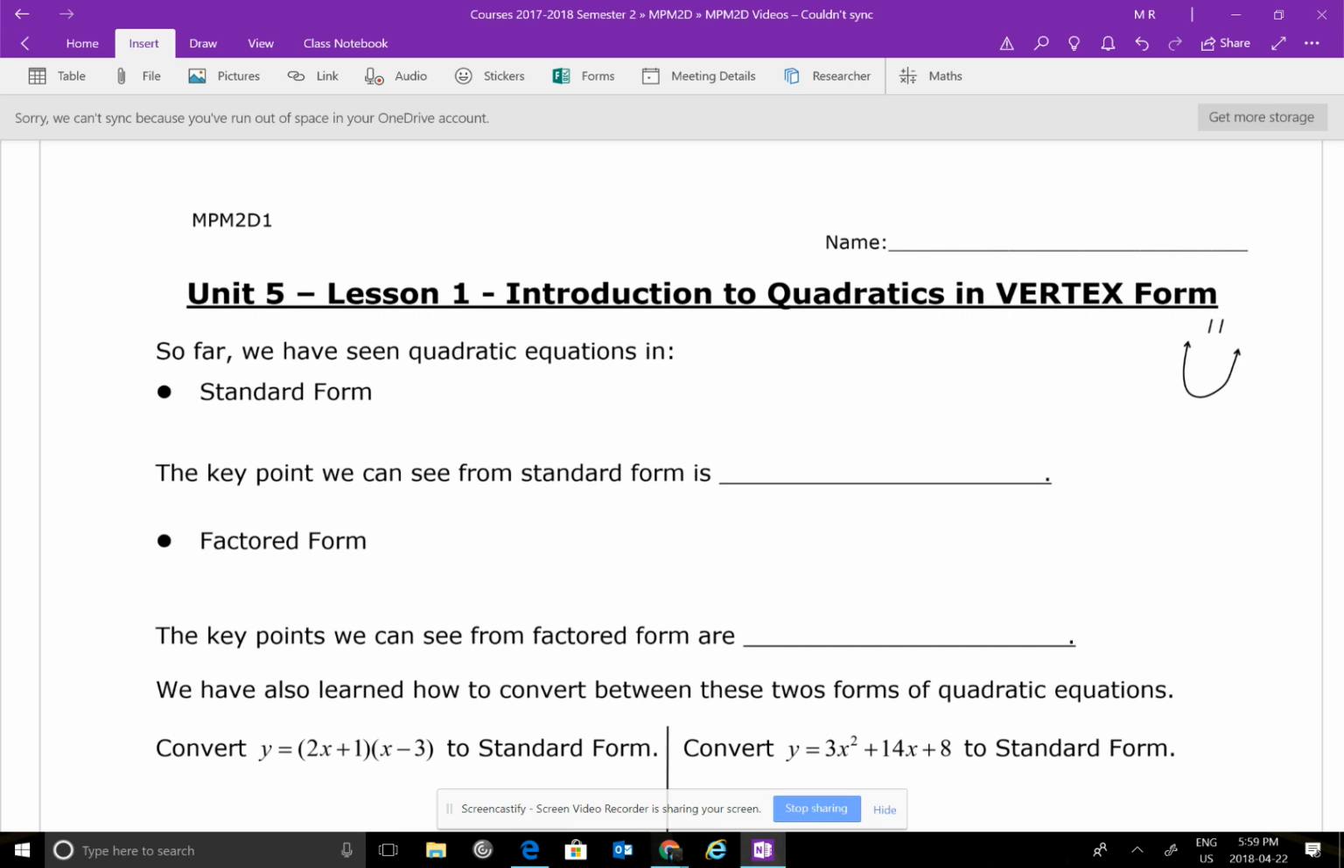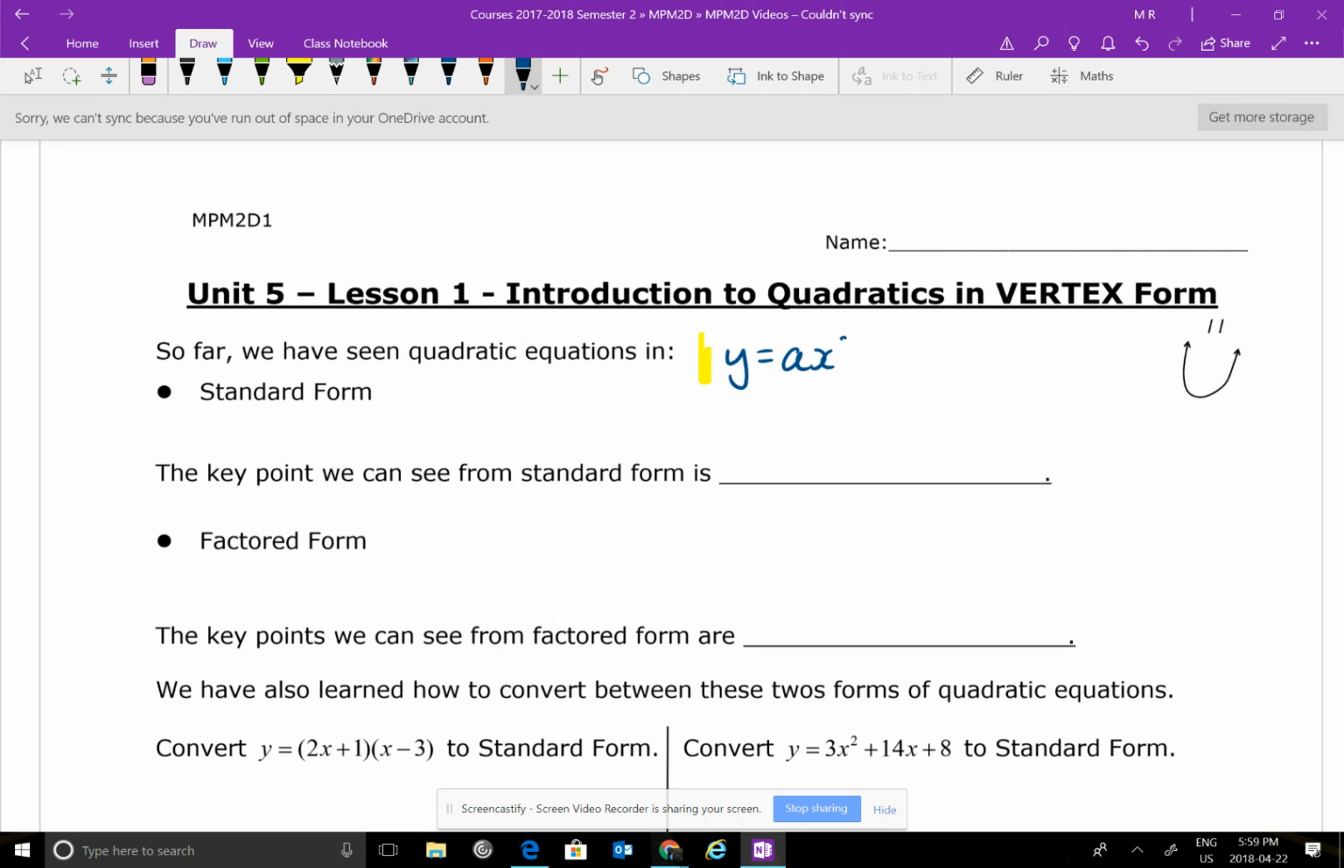Unit 5, Lesson 1. So far, we have seen quadratic equations in standard form. Those are equations that look like this: y equals a times x squared plus b times x plus c. And from the standard form, the key point that we can see is the y-intercept, and that comes from the c value.